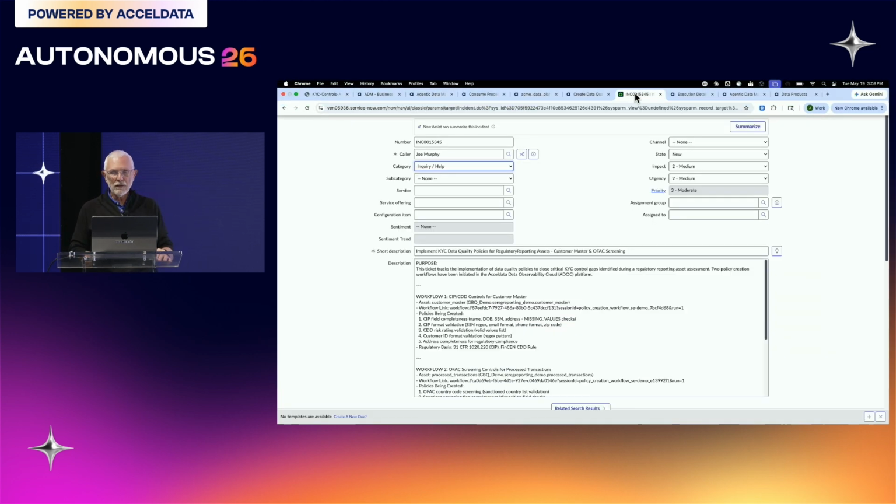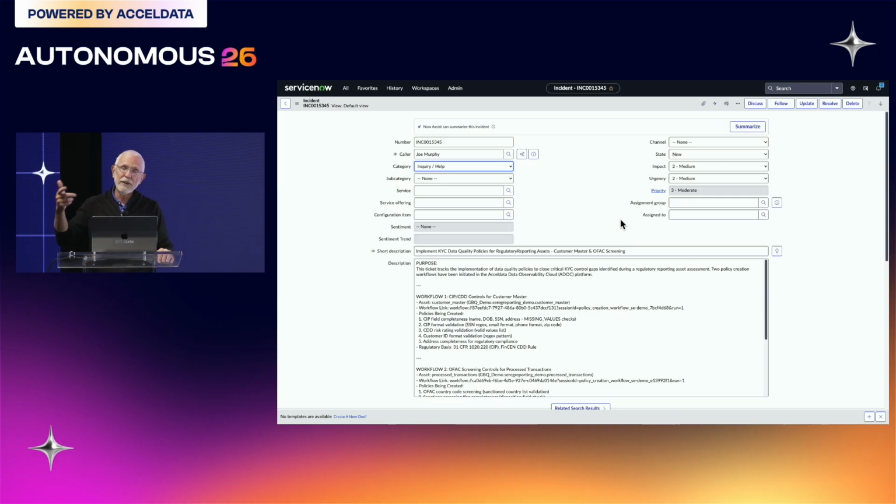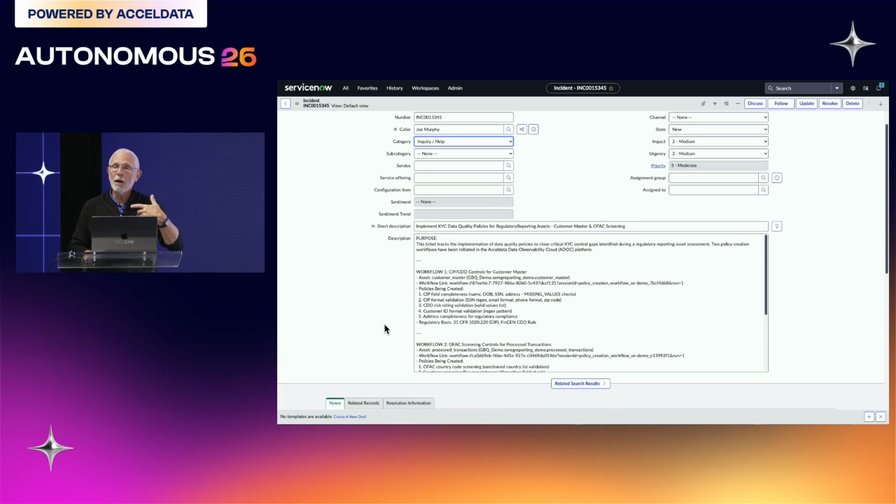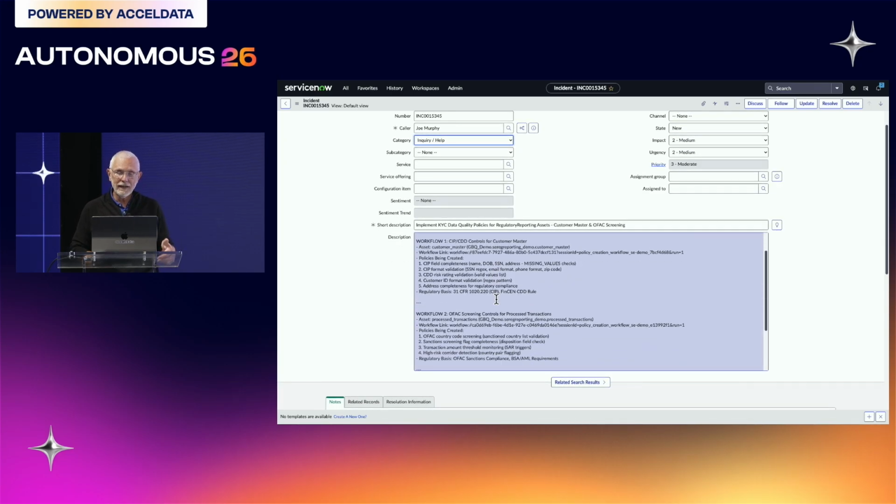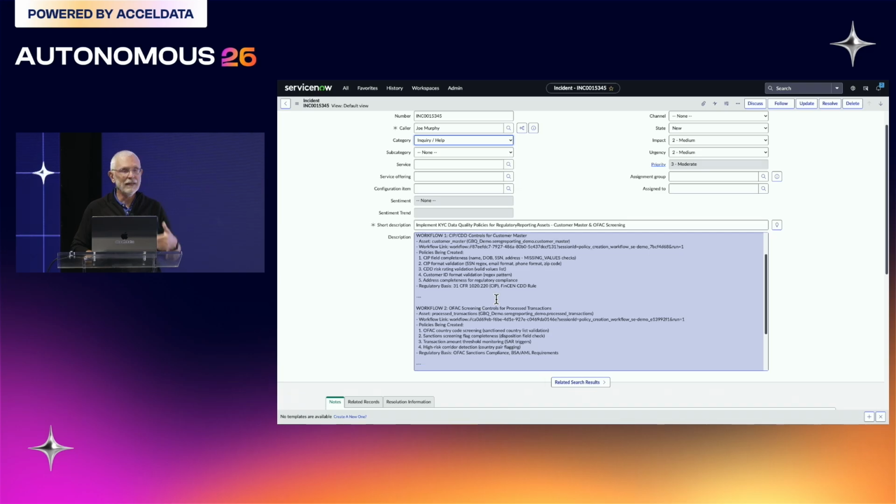So what does that look like? Here's a ServiceNow ticket. How do we do that? We've configured a ServiceNow MCP, so it understands how to talk to ServiceNow, what it can do. I told it to put all the information about the workflows right into the ticket with links back to it, right? Assign it to me. I can track it. I can assign to others. I can move this forward.